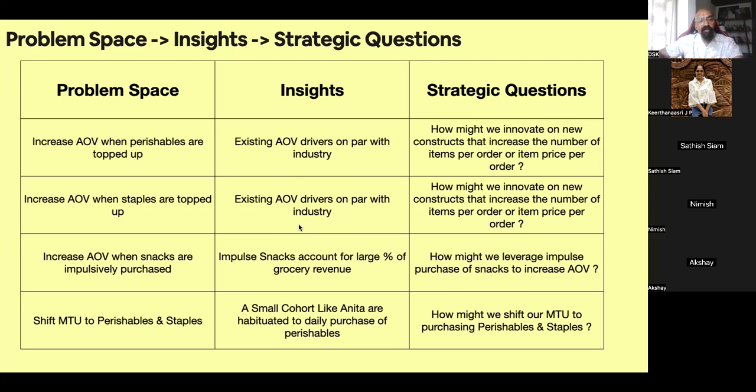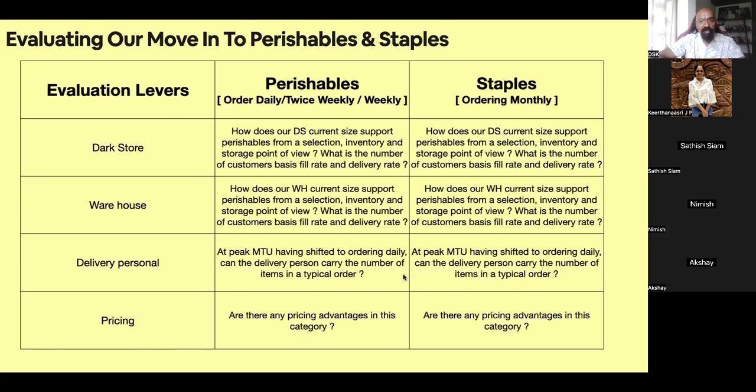The third component is we know that snacks are impulsively purchased. Knowing this insight, how might we leverage impulse purchase of snacks to increase AOV? This becomes our third strategic question. The fourth strategic question becomes, if there exists a cohort like Anita, how do we then shift our MTU to purchasing perishables and staples? What is the thought process behind it? How do we structure this problem? How do we attack this problem statement?